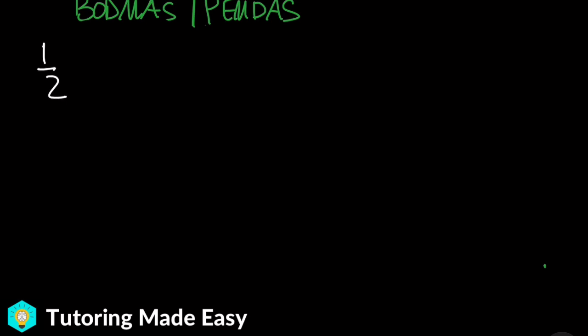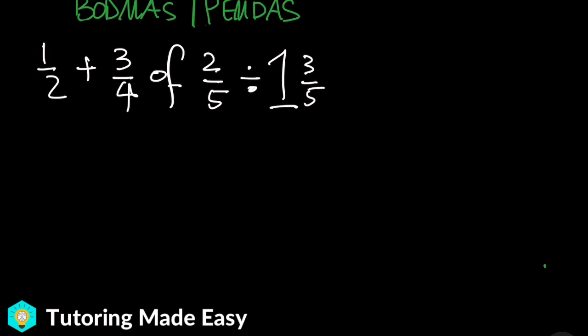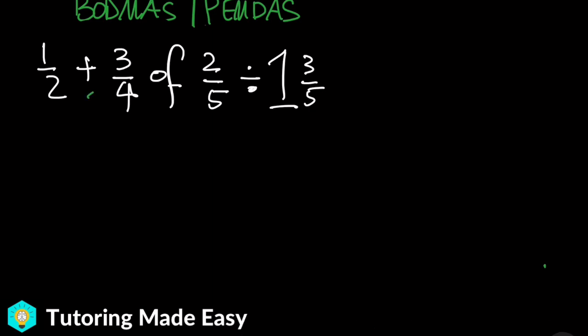So let's take 1 over 2 plus 3 over 4 of 2 over 5 divided by one whole number 3 over 5. Let's take something like this. So if we look at this particular problem here, we have addition here, we have of here, we have division here. If we look at it carefully, we look at brackets first, but there's no bracket here, so of is the first, which means we have to do the of first, which is here.